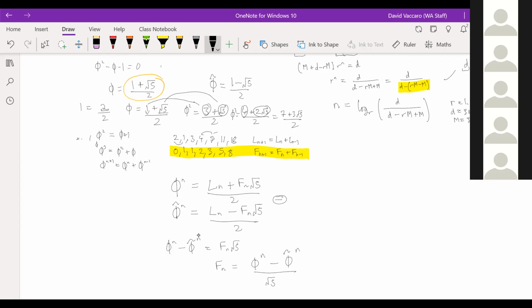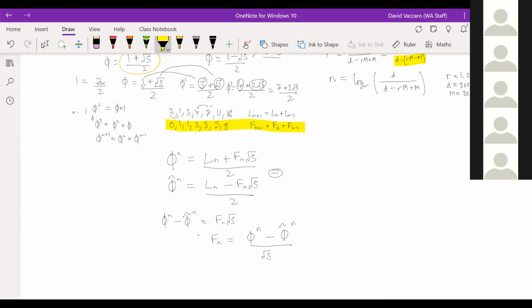But phi we know is the golden ratio, 1.618. Phi hat turns out to be negative 0.618. So in particular, phi hat is less than 1. So what happens to this term as n becomes large?